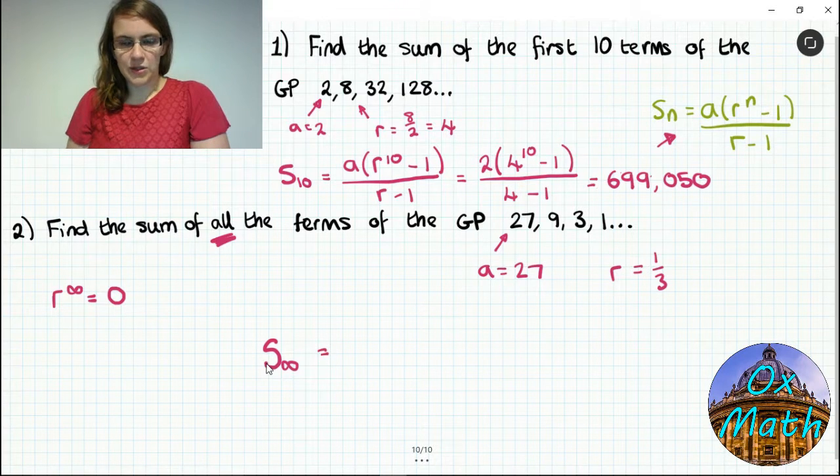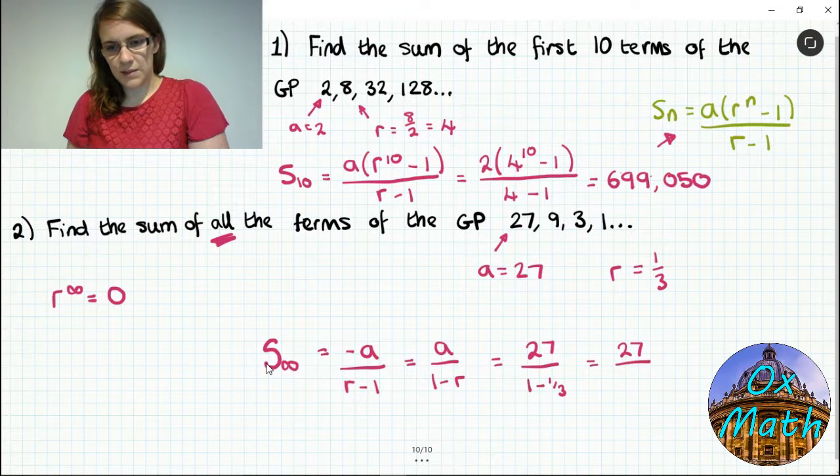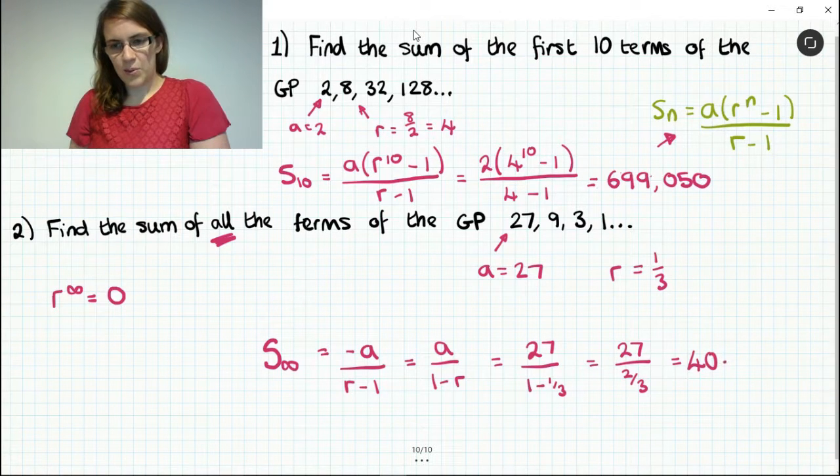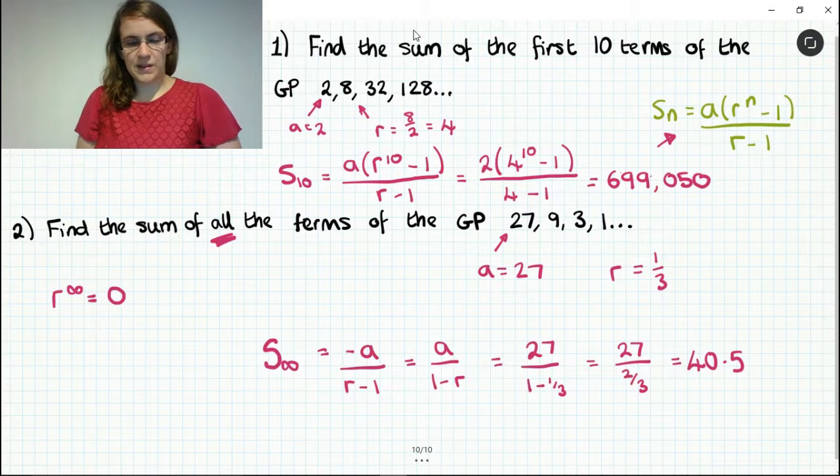So our equation just becomes minus a over r minus 1, which I can multiply top and bottom by minus 1 to get it as a over 1 minus r. You might have used either of these equations, they should both come out with the same answer. A is 27, r is a third, so 1 minus a third. We end up with 27 divided by 2/3, which is 40.5. So this one does actually have a limit, which isn't a lot bigger than the first term itself, but that's because each term is getting smaller quite quickly.